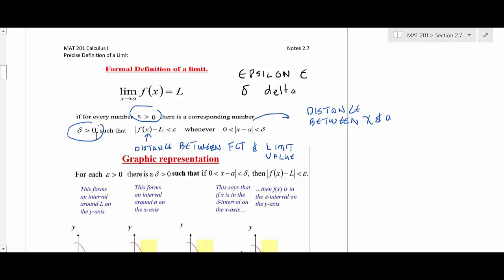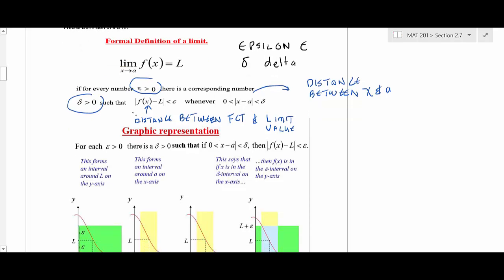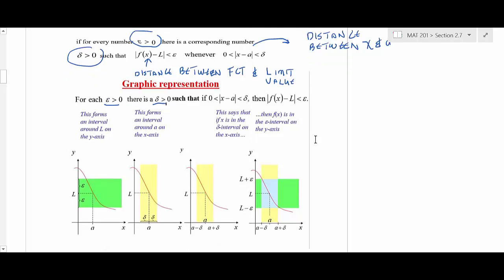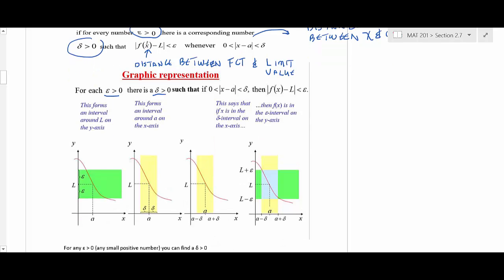So really, we usually write it like this. For every epsilon greater than 0, there is, or you can find, a delta greater than 0, such that if it's true that |x - a| is between 0 and delta, then we can conclude that |f(x) - L|, that distance, is less than epsilon. That's very hard to make sense of unless you begin to look at some diagrams and some activities that will help you with this.